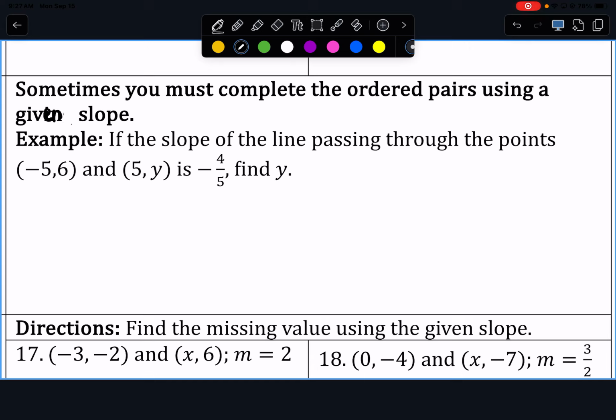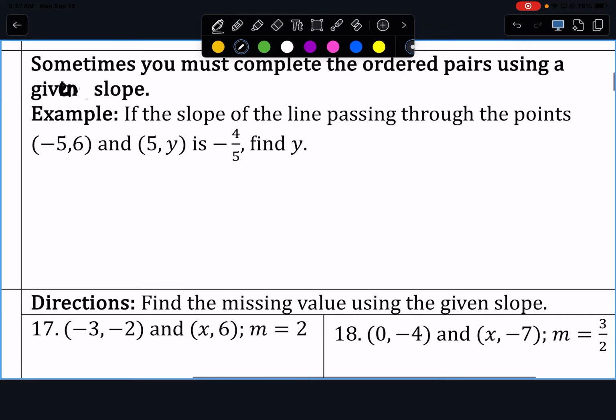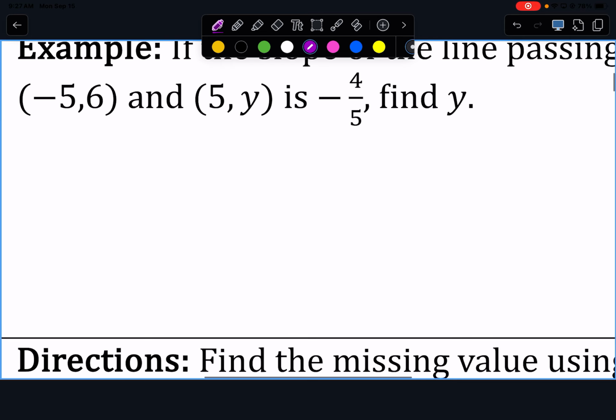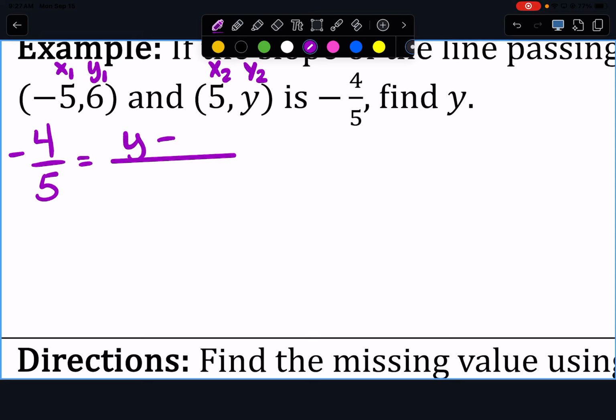So we have the slope of a line passing through the points negative 5, 6, and 5, y is negative 4/5. So find y. In order for us to do this, we're going to set it up just like normal. We take our slope, which is negative 4/5, is equal to, and we set it up. My numerator, I have x1, y1, x2, y2. So what does my numerator need to be? y minus 6, and then my denominator should be 5 minus negative 5.